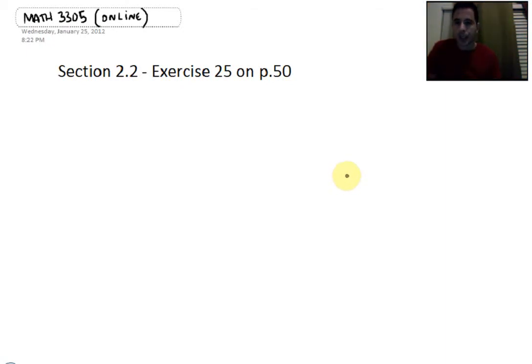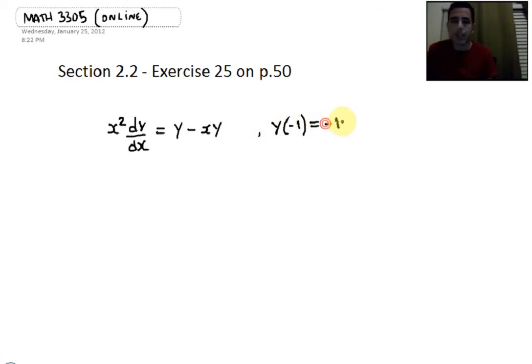Let's do exercise 25 on page 50. This is in section 2.2. Exercise 25 says to find an explicit solution for the given IVP, initial value problem. So the differential equation is this one here, x squared dy/dx equals y minus xy, where y of -1 is -1.